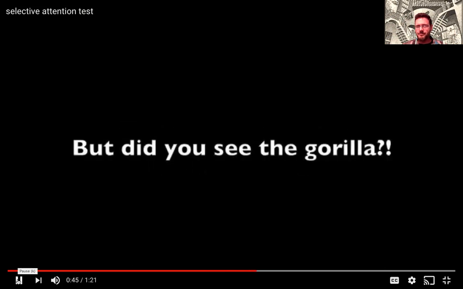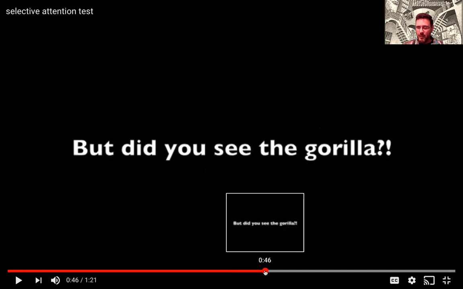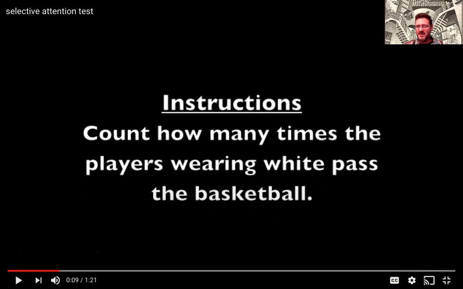Next question. But did you see the gorilla? Now, I want you to notice I'm going to take the marker here for the video and move it back to the beginning of the video, and we're going to play it again. This time, don't count passes. This time, just watch the video as if you were watching a movie. You're not counting passes, just watch generally.